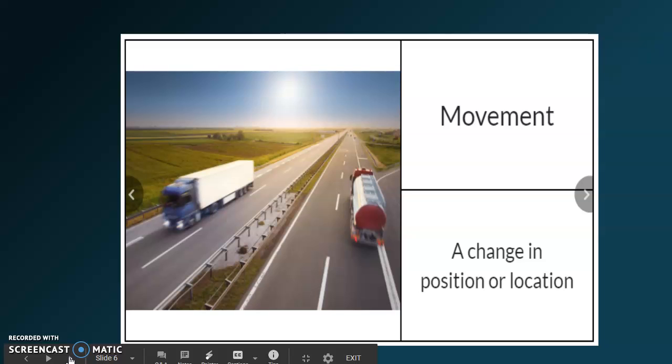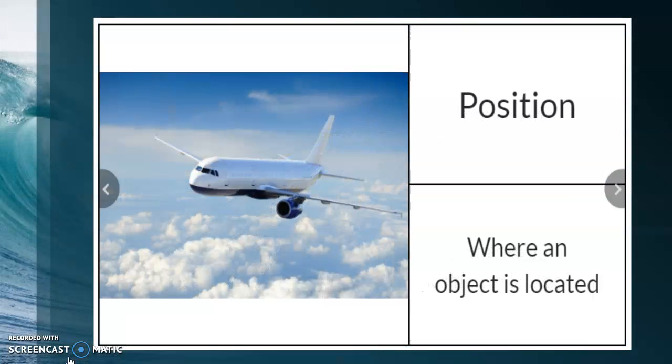Movement, a change in position or location. As the trucks are moving down the road, they are changing the position and location that they are in. Movement, a change in position or location. Position, where an object is located. Think about the airplane. Where is it located? It is located in the sky. Position, where an object is located.